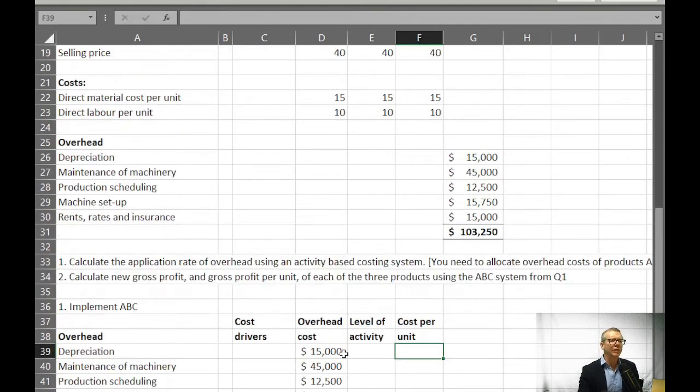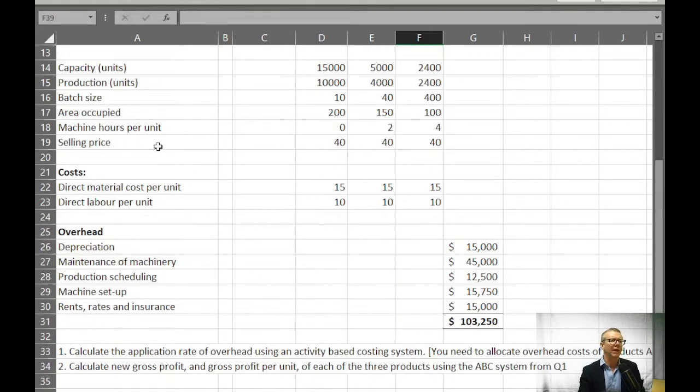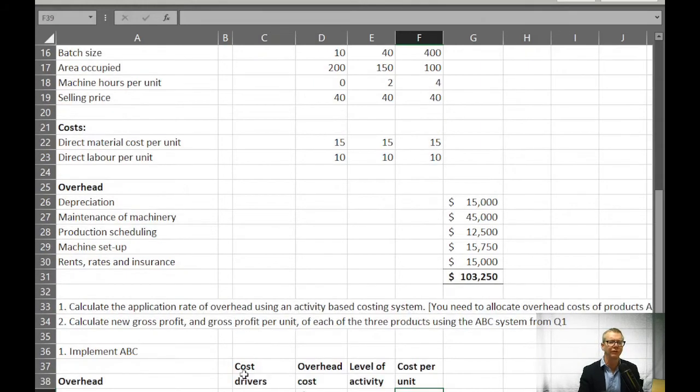So we need to think, what's likely to cause variation in depreciation? Well, given the information that we have further up in the spreadsheet about production, batch size, area occupied, machine hours per unit, and selling price, the one that I think is the best candidate is going to be the machine hours. It's the level of usage of the machine that's going to cause variation in how much we should allocate on the depreciation. So machine hours is what I'll be using as my cost driver here.